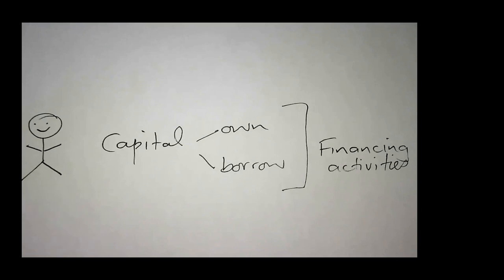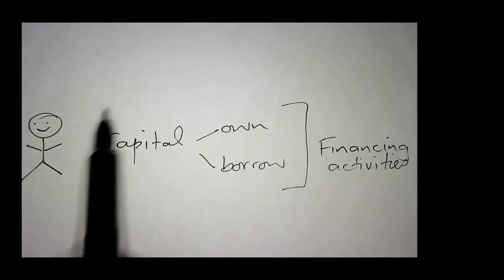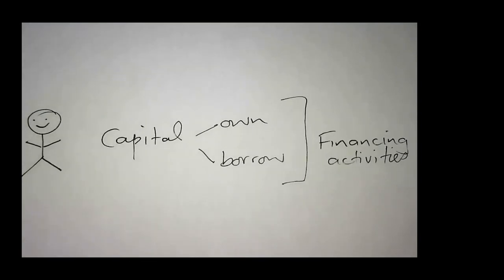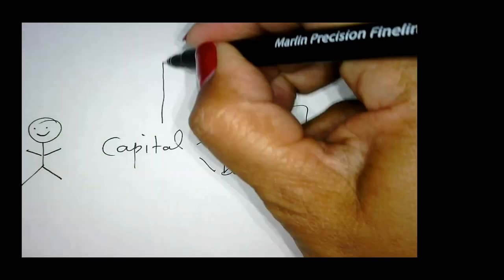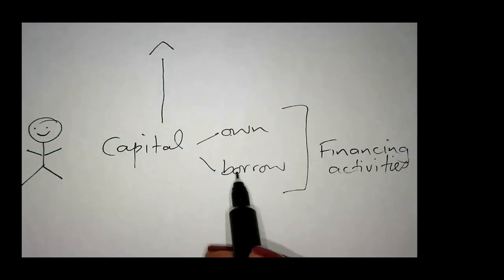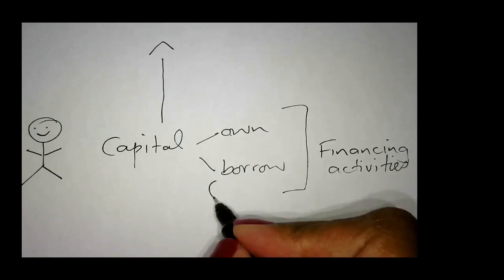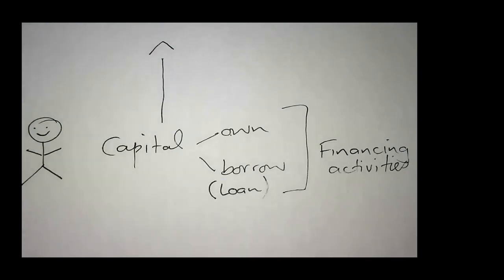And remember, we're busy with the cash flow. I'm going to introduce to you the three different activities in a very simple way so that you can remember it. So there's my financing activities. So what do I do with this money? It's either my own capital or my borrowed capital. Remember, your borrowed capital is a loan. So what do I do with that money?